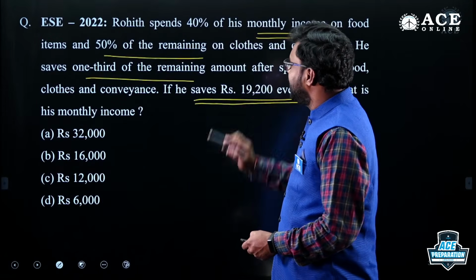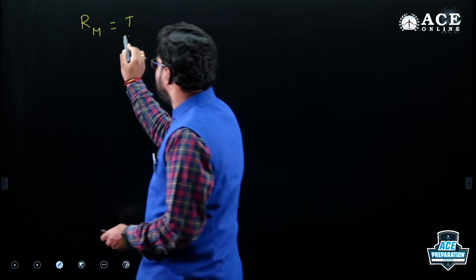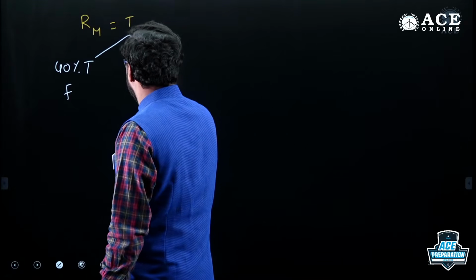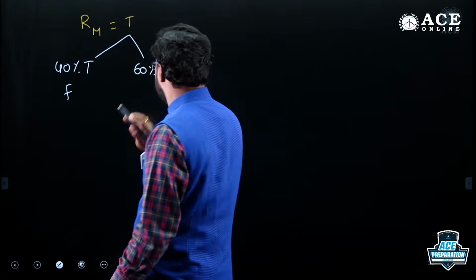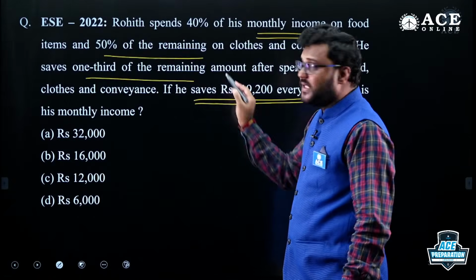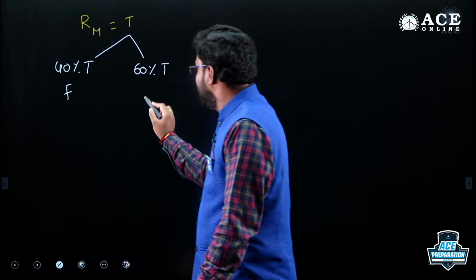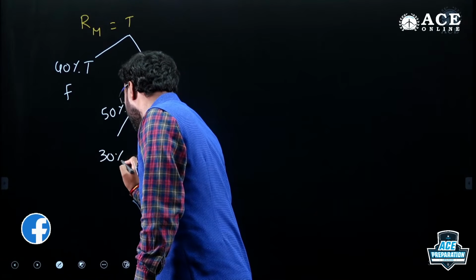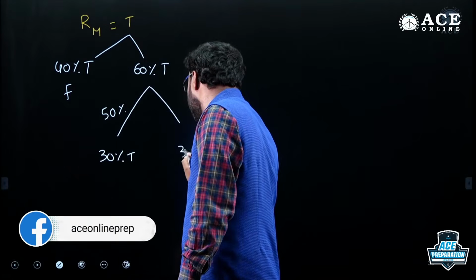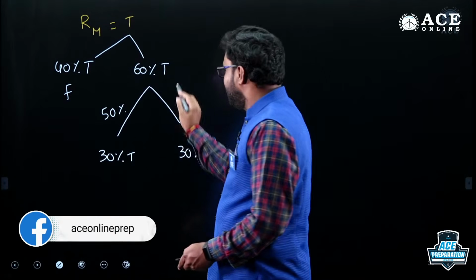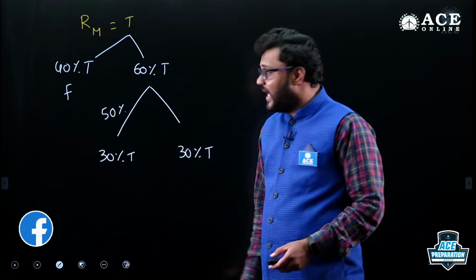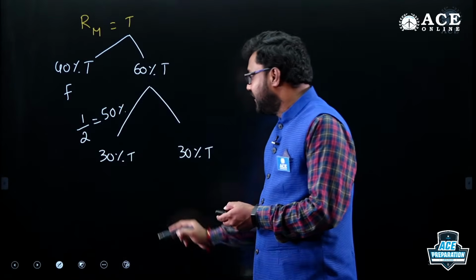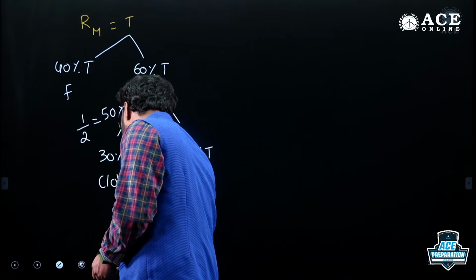Now here 40% on food items. So 40% of the T is for food. What is remaining is 60%, right? Now here 50% of the remaining. What is remaining here? 60. Among that 50% means half. Half gone means 30% gone. Now what is available is still 30%. Among 60, 50% is nothing but half. So 30 you are using for clothes and remaining 30% is available.